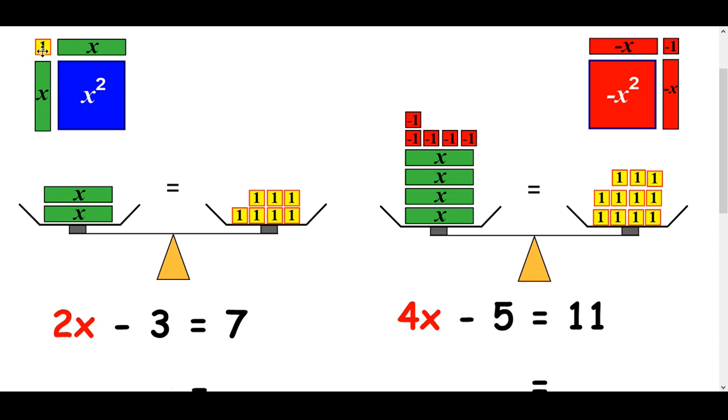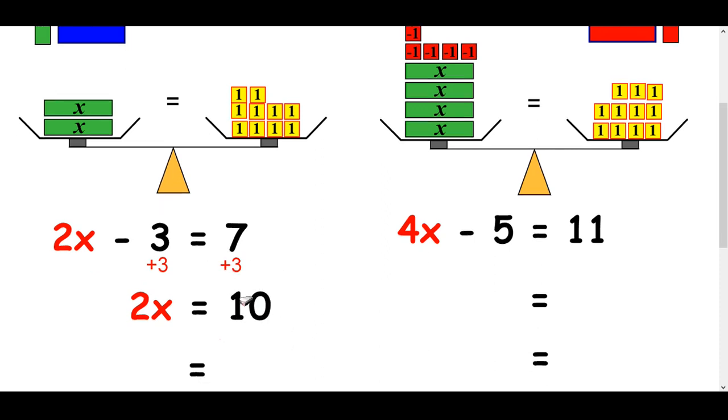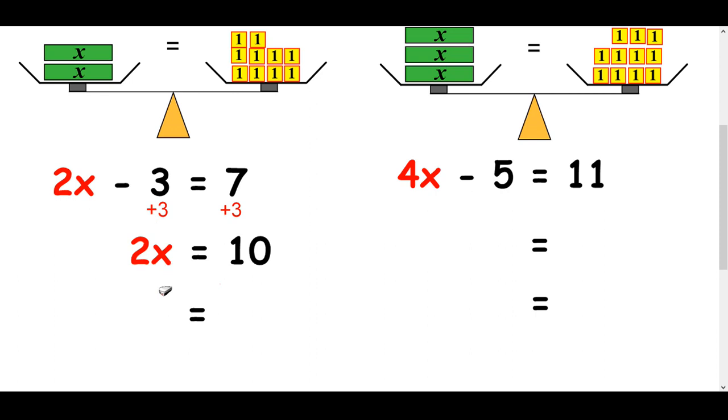And I need to do the same to the other side. 1, 2, 3. Okay, how do we write that down? Well, you just put a wee plus 3 to show what you've done. Plus 3 on both sides of the equal sign. Okay, that's left us with 2x there. And on the other side we've got 10. 7 add 3 makes 10. It's the same idea as before. Split it both sides into 2 and you'll get x equals 5.